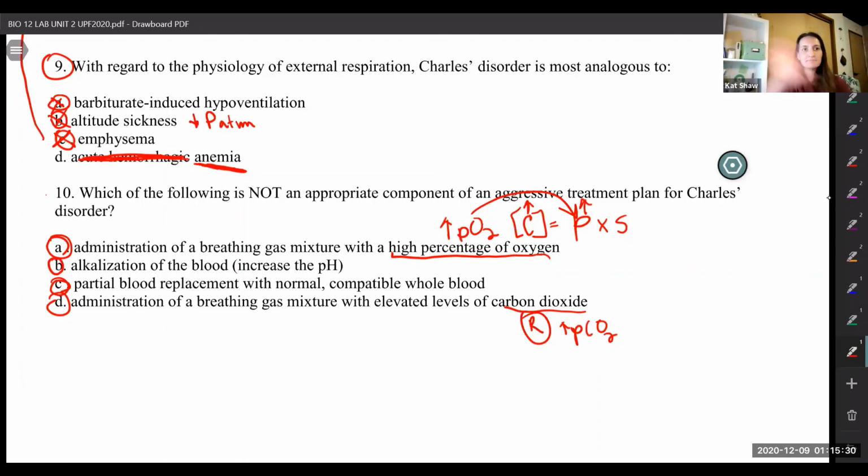So expect two or three of these questions, either questions directly from this case study, or very similar to these questions here in the case study, on the respiratory portion of this final exam. So make sure that you do go back and review this material, right?